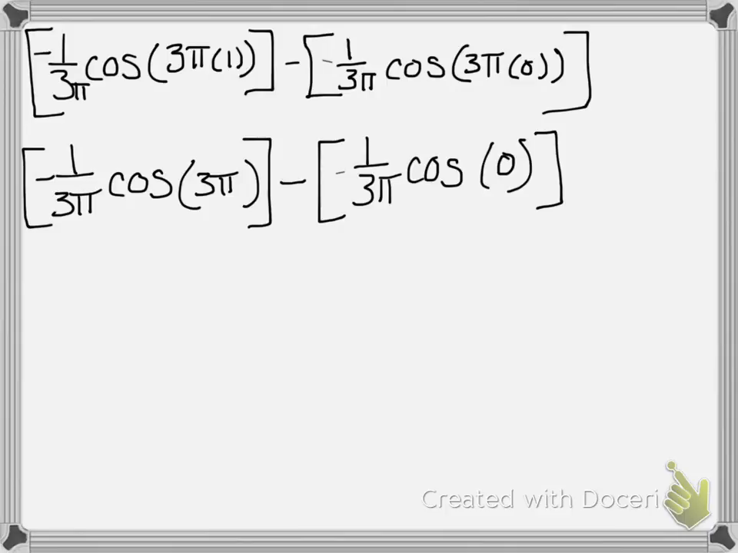Alright, so now, doing everything, 1 over 3 pi, the cosine of 3 pi. At 0, cosine is 1. At pi, it's negative 1. At 2 pi, it's 1. So at 3 pi, it's going to be negative 1.